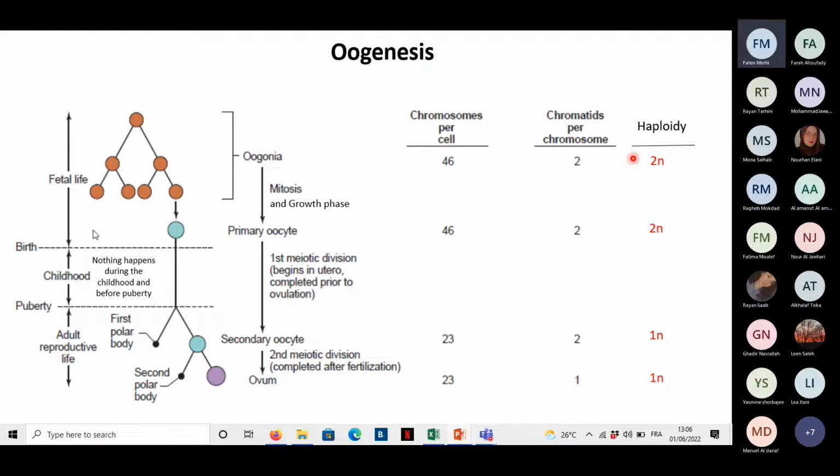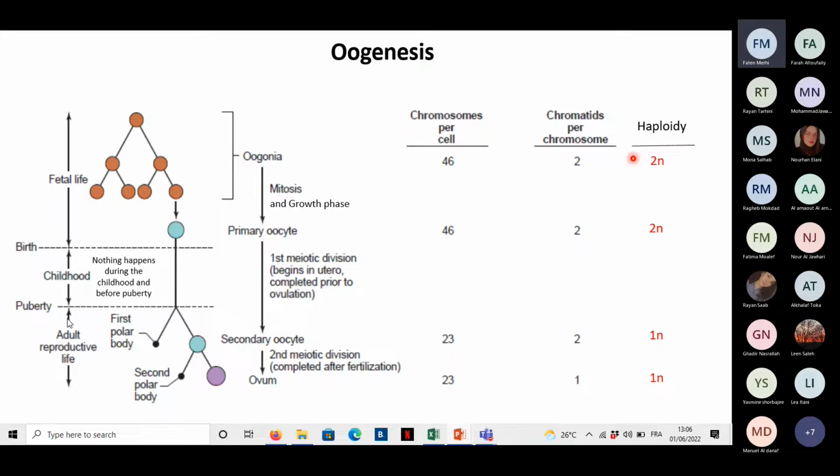We have cells connected to each other by cytoplasmic bridges. Those cytoplasmic bridges will be disrupted, and the cells are arrested at the diplotene stage. They will undergo a growth phase where they will increase in size because they will synthesize messenger RNA, transfer RNAs, and proteins, so reserves that will be used later by the oocyte. Okay, so this is all. Here we have before birth the proliferation and the growth phase. In childhood, nothing is happening.